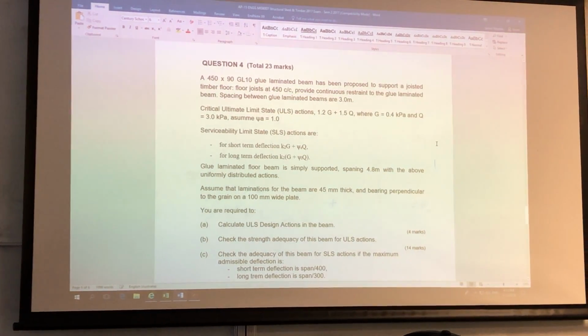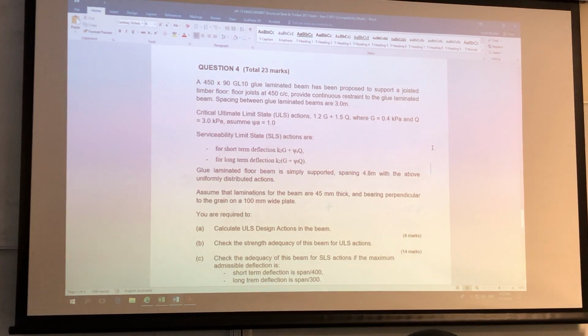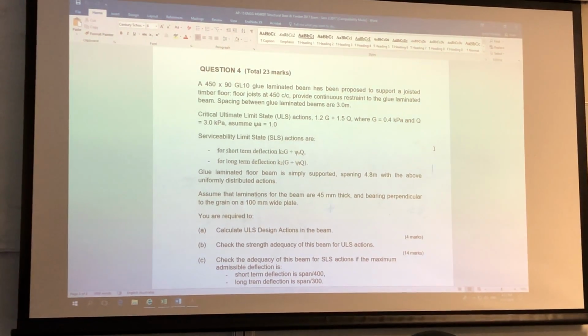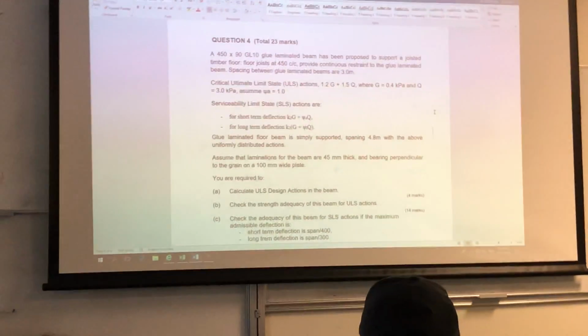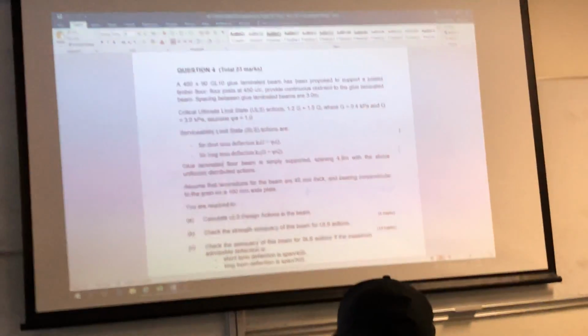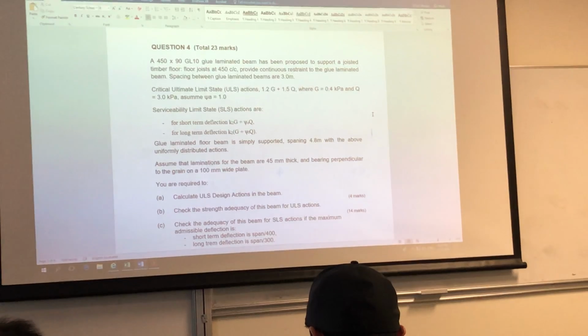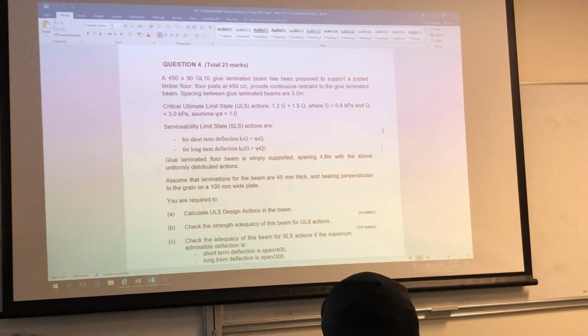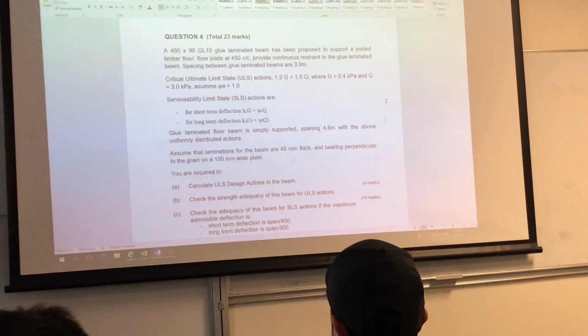So question 4 was about a glue lam beam, a 450 by 90 GL10. GL10 is the grade. A glue laminated beam has been proposed to support a joist timber floor. Floor joists are at 450 centers and provide continuous restraint to the laminated beam. Spacing between glue laminated beams is 3 meters.